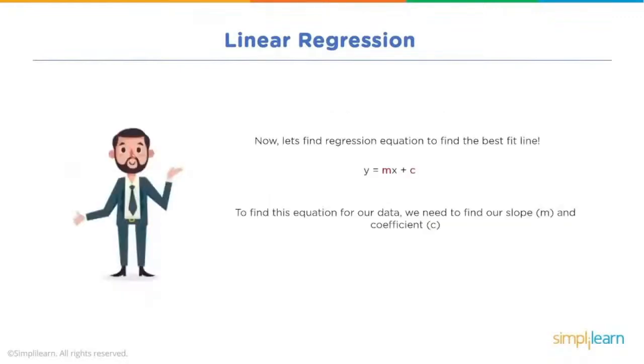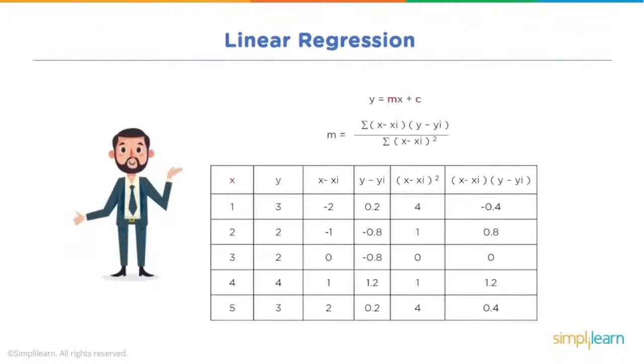Now let's find our regression equation, the best fit line. Remember, we take y equals mx plus c, so we're looking for m and c. To find this equation for our data, we need to find our slope m and our coefficient c. We have y equals mx plus c, where m equals the sum of (x minus x mean) times (y minus y mean), over the sum of (x minus x mean) squared. That's how we get the slope of the line.